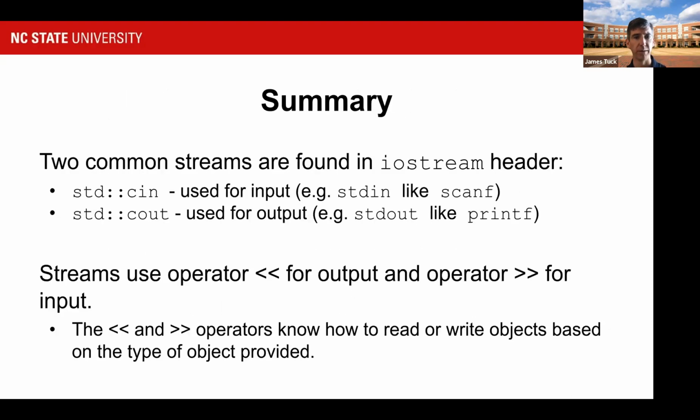Okay, so in summary, there are two common streams we're going to use. They're in the iostream header: std::cin and std::cout. cin is kind of like scanf, it reads from standard in, and cout is like printf, it writes to standard out. And the streams primarily use the shift operators, left shift for output, right shift for input. And these operators know how to read or write the objects based on the type of the object that you're asking them to either print or read from the terminal.